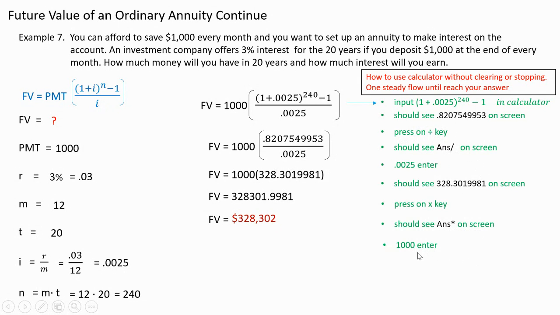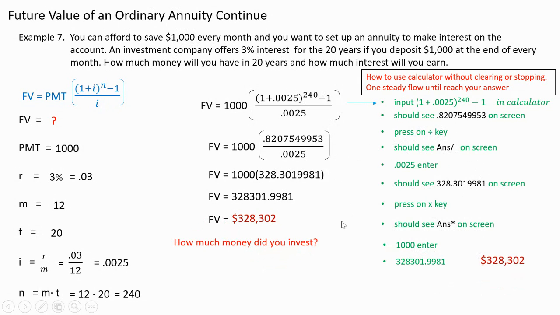You enter 1,000 because you multiply by 1,000, and there's a result. Round it out to your nearest penny. So it's going to be $328,302. Hey guys, isn't that amazing that if you can save that much money in a month, in 20 years you have 328,000?